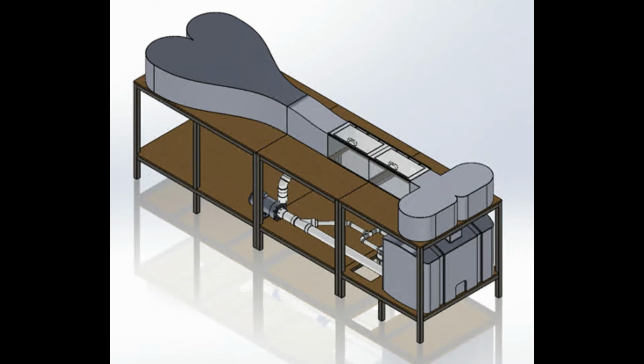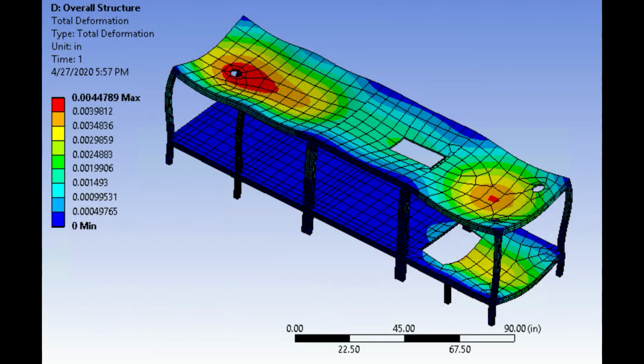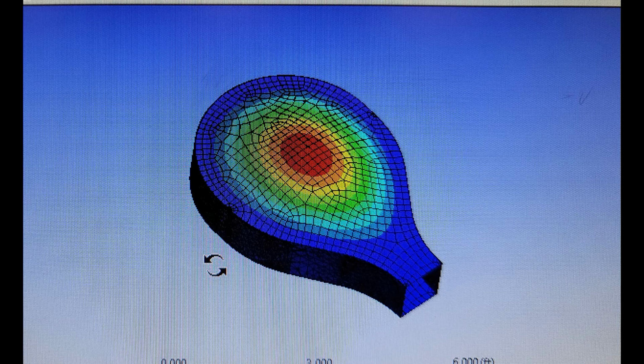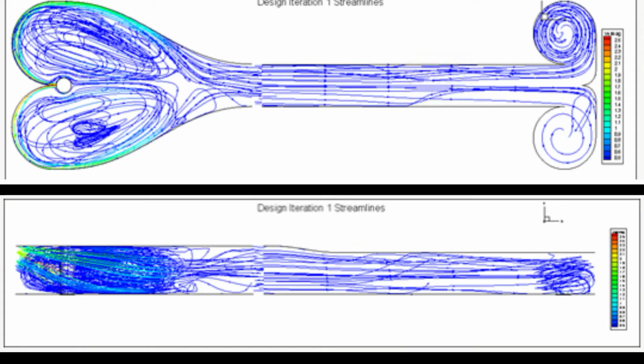The final design is composed of a system open to the atmosphere with a holding tank, one flow guide, a heart-shaped inlet, clear test section, and a simple piping system. Finite element analysis was completed on the entire design, showing minute deformation on the frame and the tunnel, ensuring the frame is able to support the weight of the tunnel and the tunnel can withstand the pressures from the water.